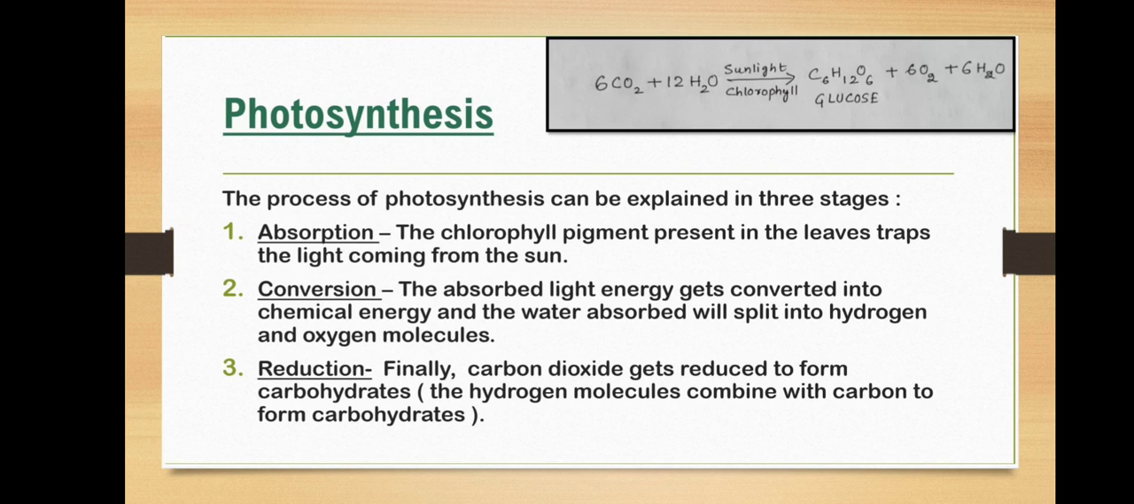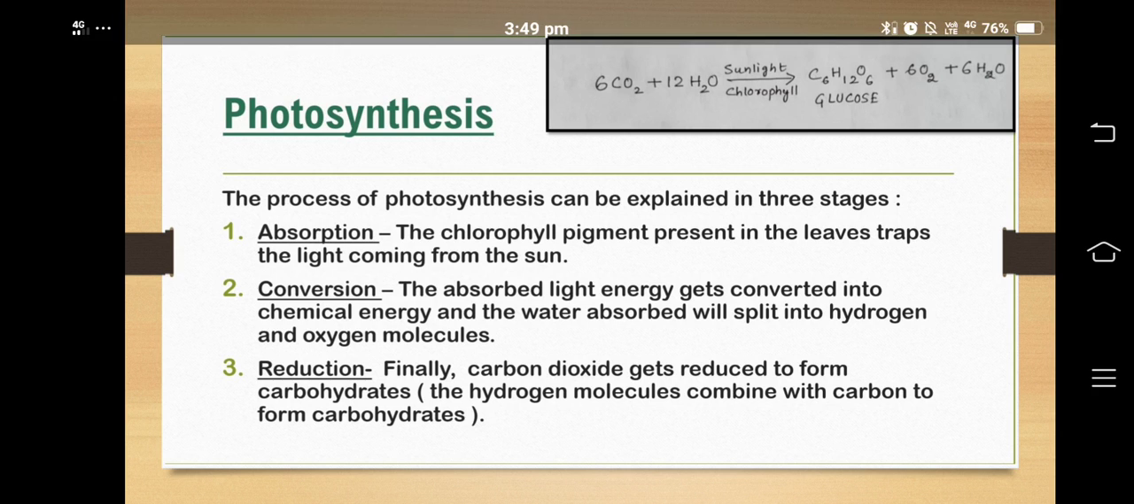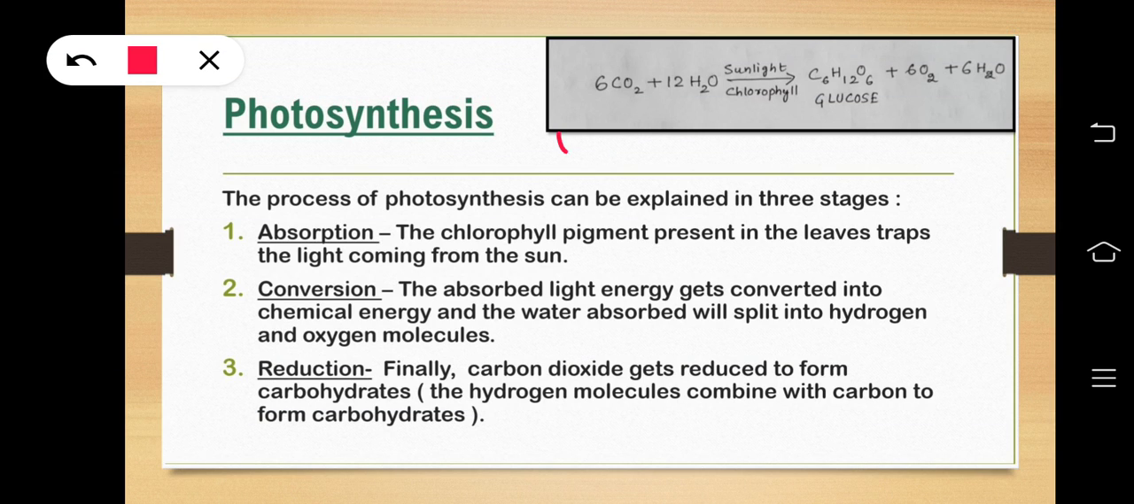So, what are the three basic steps of photosynthesis? Now we can explain the steps of photosynthesis. Before explaining the steps, first of all, look at this equation. What is this equation? This is actually the chemical equation of photosynthesis.